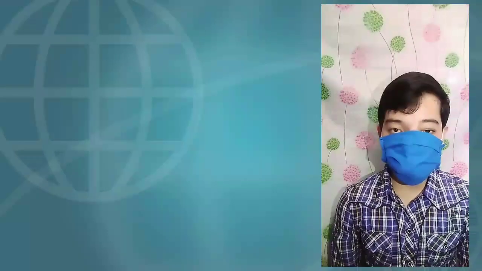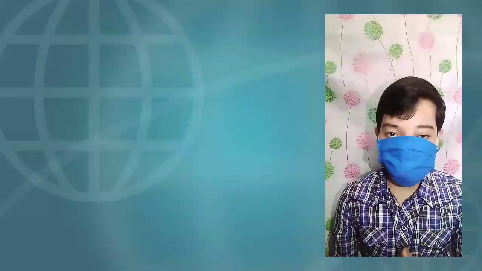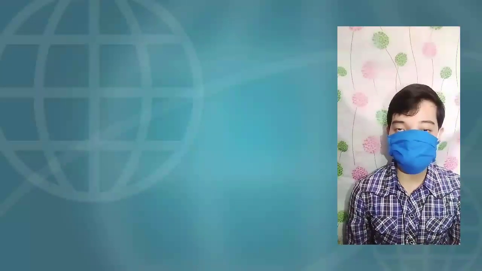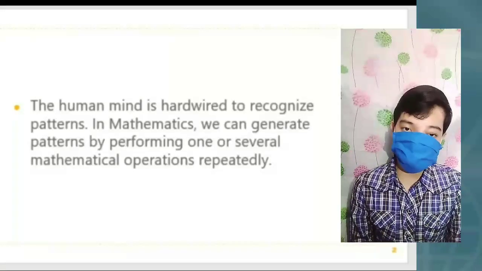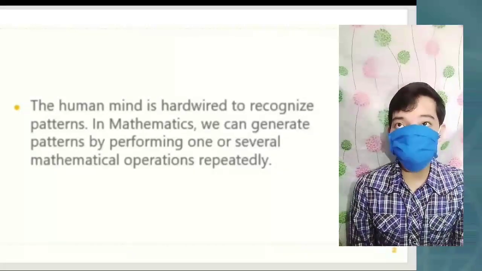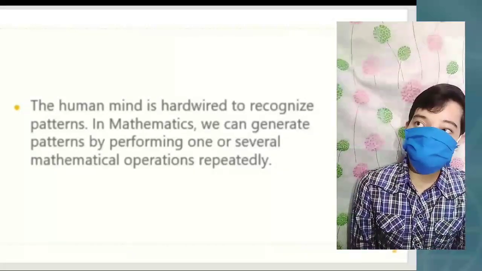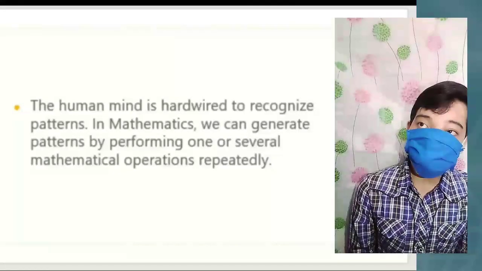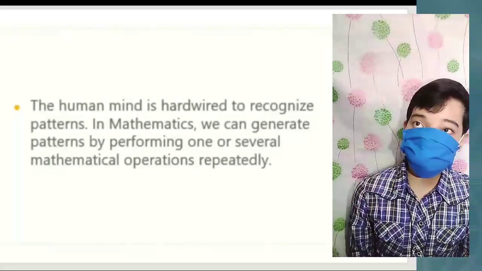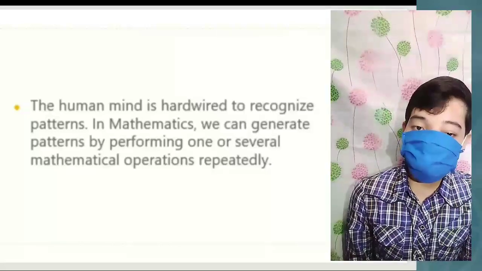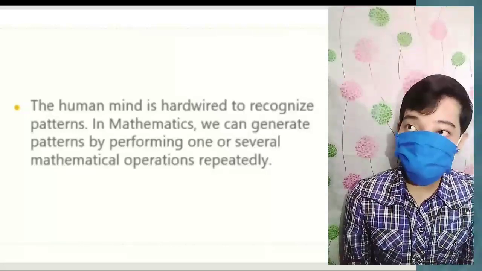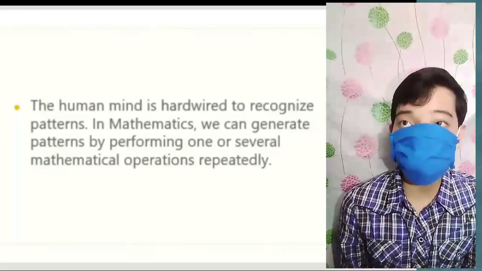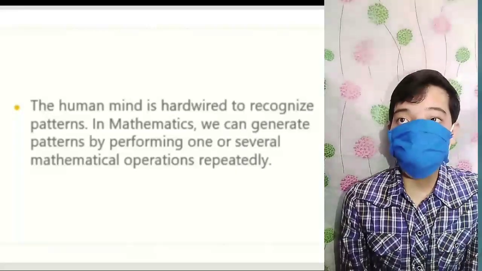So for this day, we are going to talk about the Fibonacci sequence. The human mind is hardwired to recognize patterns. In mathematics, we can generate patterns by performing one or several mathematical operations repeatedly.